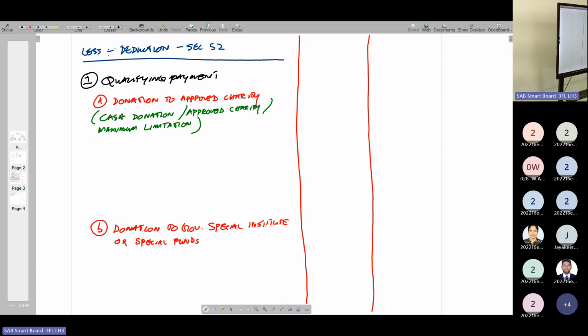Next, a specified institution or fund by the government. Let's say a donation to a national institution, Buddhist and Pali University, and funds. The details of the funds should be given. There is no maximum limitation. Cash or other, no limitation. The entire amount we can deduct.